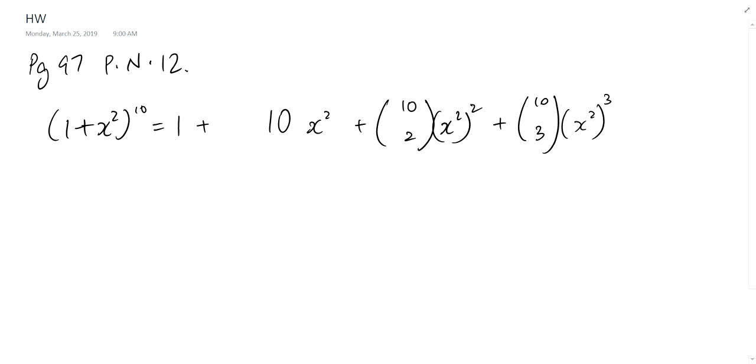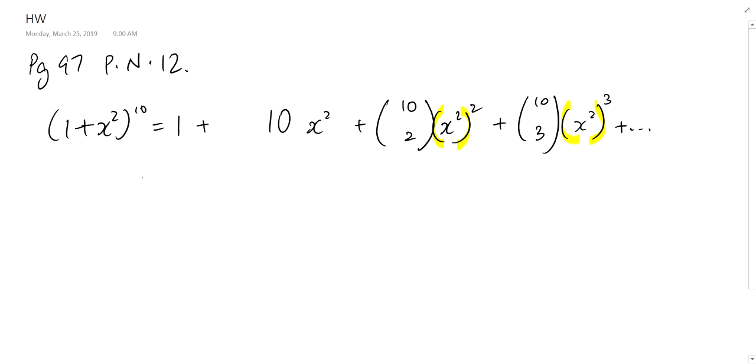Notice all these brackets, they are very important, because we are squaring the entire x squared. My b is now my x squared over here. So I'm squaring the entire thing, I'm cubing the entire b, which is x squared. So are these my first four terms? Do I leave it like this? Yes, plus dot dot dot.